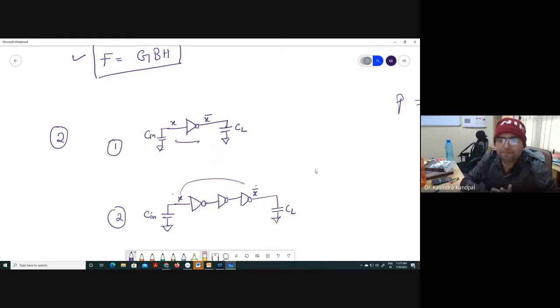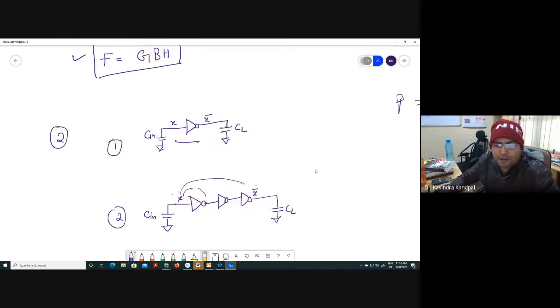First one or second one? Most of you are saying first one. Yes or no? Yes, sir. Because the first one is having only one inverter. This is having 3 inverters.